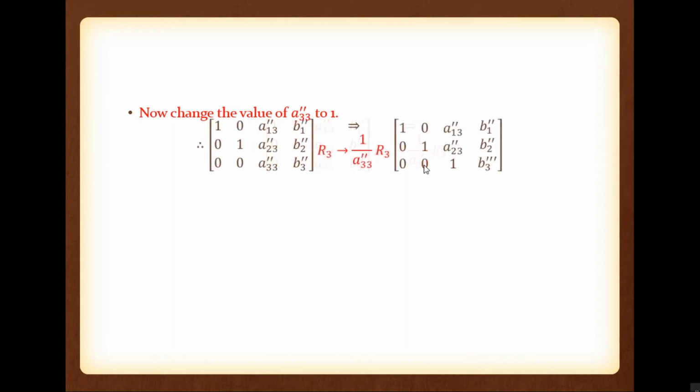Now the modified augmented matrix is, first two rows are not modified, so just copy that. Now the third row is modified. These two terms are 0. Then this one is changed into 1. Now this term is modified into B3 double dash. Okay. So this one is the first step of third elimination. So please note down this equation.